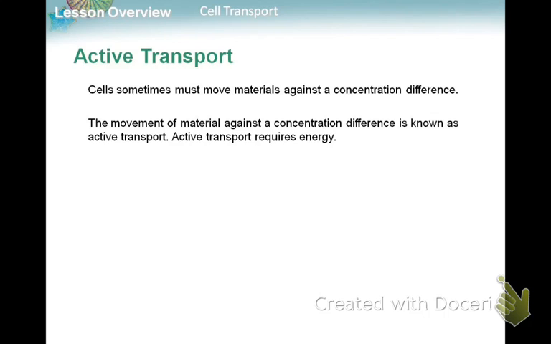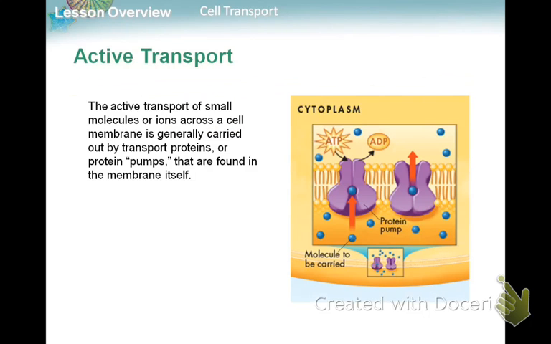We're going to talk about some examples of this later on in the year, but cells sometimes have to move materials against a concentration gradient. This is called active transport because it requires energy. Active transport of small molecules or ions across the cell membrane is done by what we call transport proteins or protein pumps that, again, are found in the cell membrane itself, in that fluid mosaic.